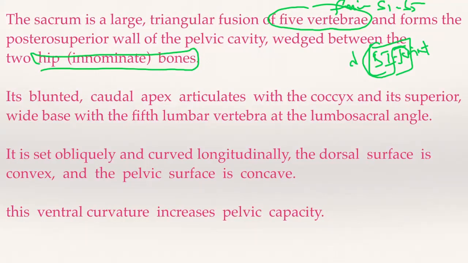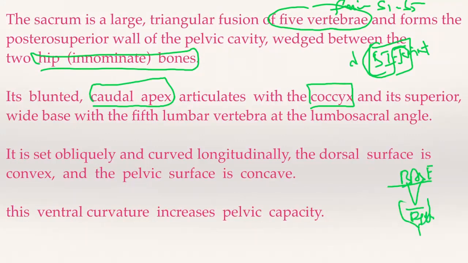Its blunted caudal apex articulates with the coccyx, right? So this is the base, this is the apex, okay? Here there will be the coccyx and here there will be L5, right? And its superior wide base articulates with the fifth lumbar vertebra at the lumbosacral angle, right? There will be some angle. It is set obliquely and curved longitudinally.